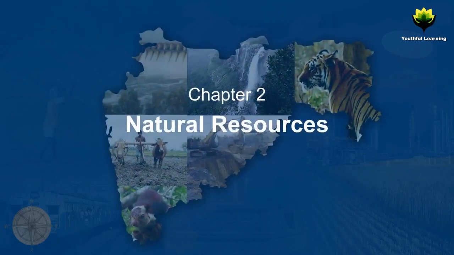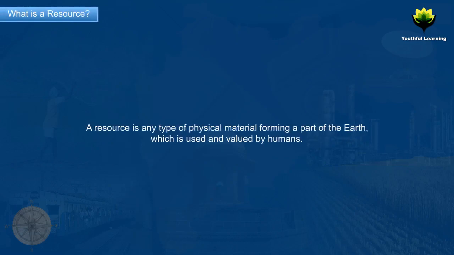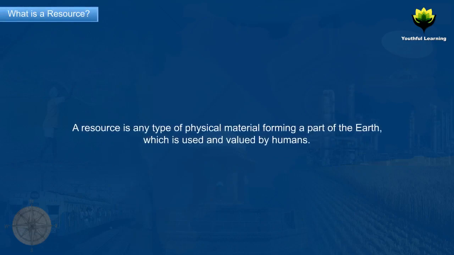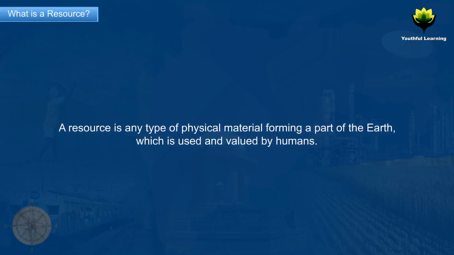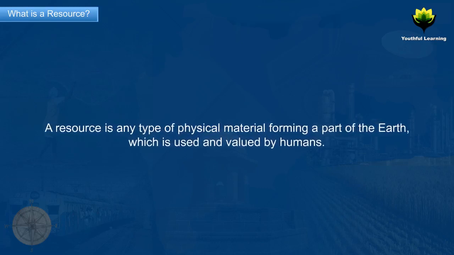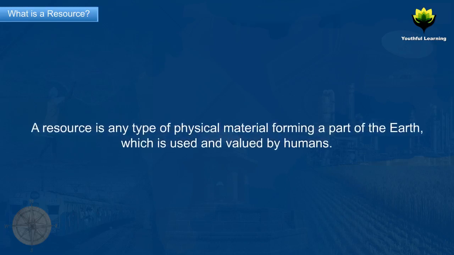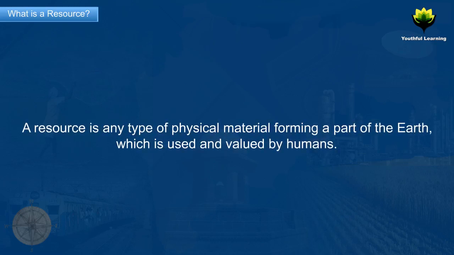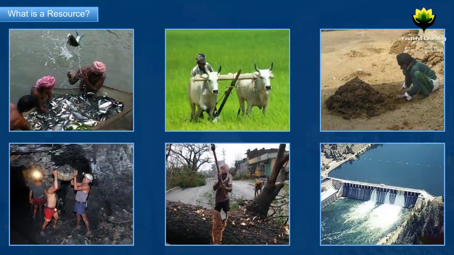Chapter 2: Natural Resources. What is a resource? A resource is any type of physical material forming a part of the earth which is used and valued by humans. When any naturally occurring material becomes available to humans, it becomes a resource.